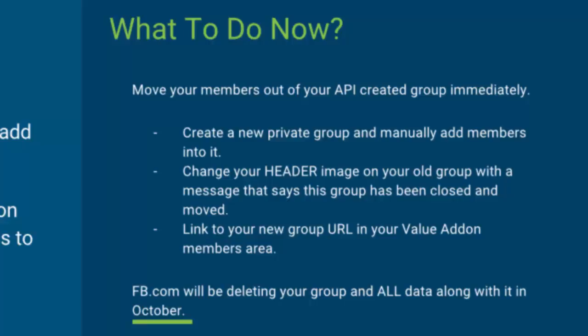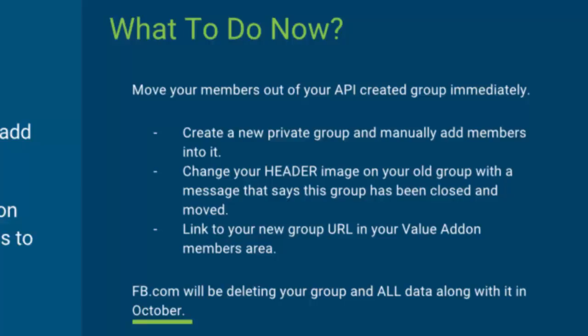You can make that group private and you have to approve them as they come in, and you have to manually do that. You can also link to your new group URL in your Value Add-on members area. So you can log into your Value Add-on account, manage one of your sites, and put a direct link to that new private group, either in the sidebar, on your welcome tab, or within a course, and you just want to let your members know that you've moved. We also recommend maybe sending an email out to your members and saying, hey, we've moved our group, here's what happened, here's the new URL, to keep those users happy.